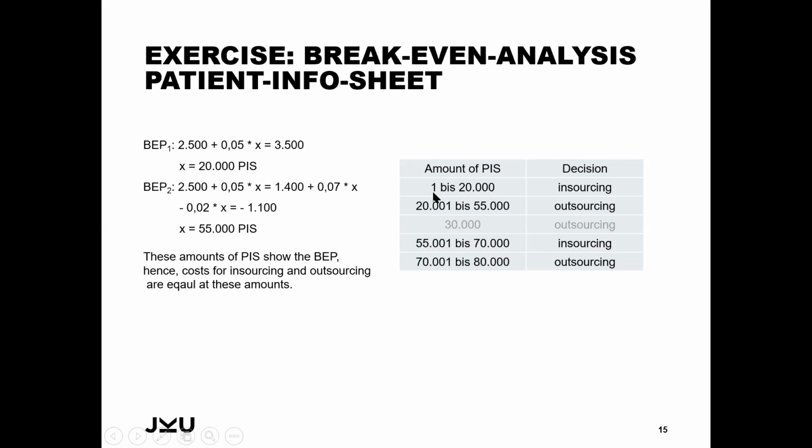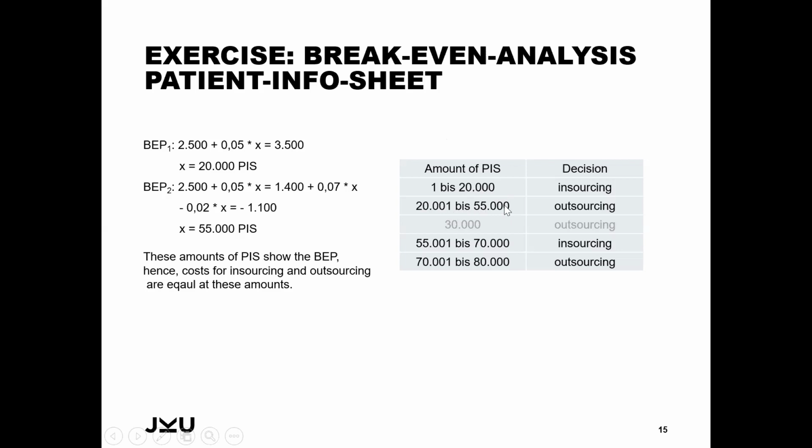Here is written 1 to 20,000 patient information sheets is insourcing, but that's actually incorrect, because the 20,000 is literally a break-even point. At 20,000, it doesn't really matter whether to insource or outsource. So the actual number that should be written here should be 19,999. The outsourcing part, and that would be correct, it's 20,001.